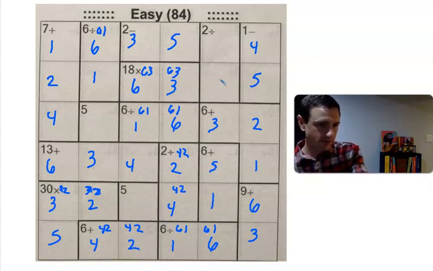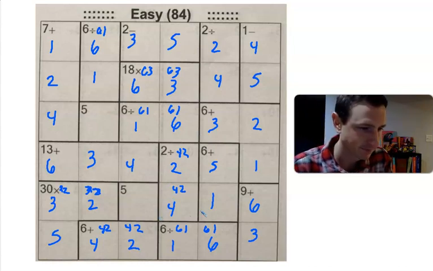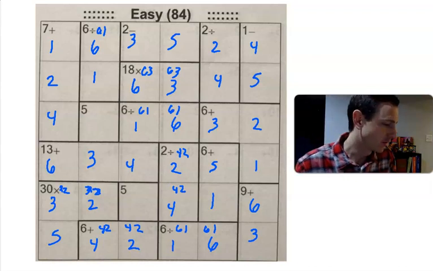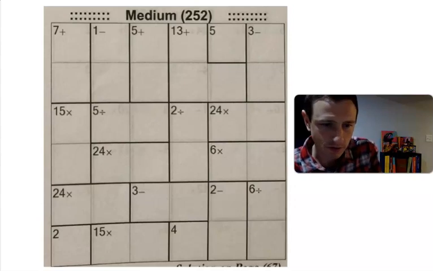Six, five, four, three, two, one. Four divided by two is two. I think I got this. Yes, I did. Let's see how we're doing on time. Oh, 18 minutes left. Let me change colors.